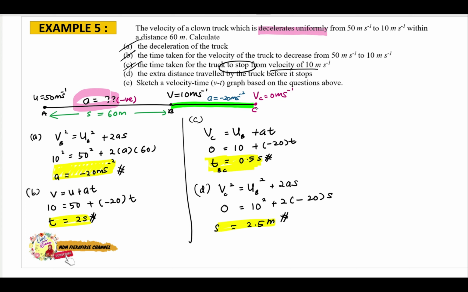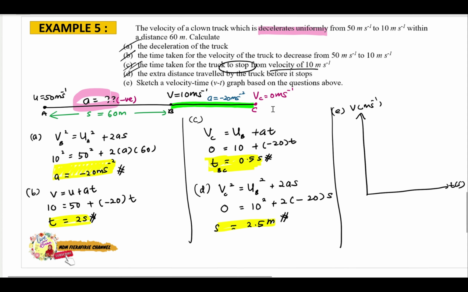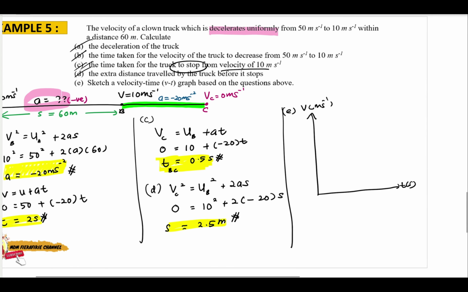And finally, the last part, okay, E. Sketch a velocity time graph based on the question above. So, we want to sketch V, this one meter per second, and T in second. Okay, so kita nak kira lah. Kita dah kira dah sebenarnya. So, kita kena tahulah from A to B, masa yang diambil adalah 2 seconds. Okay, saya letak 2 kat sini.